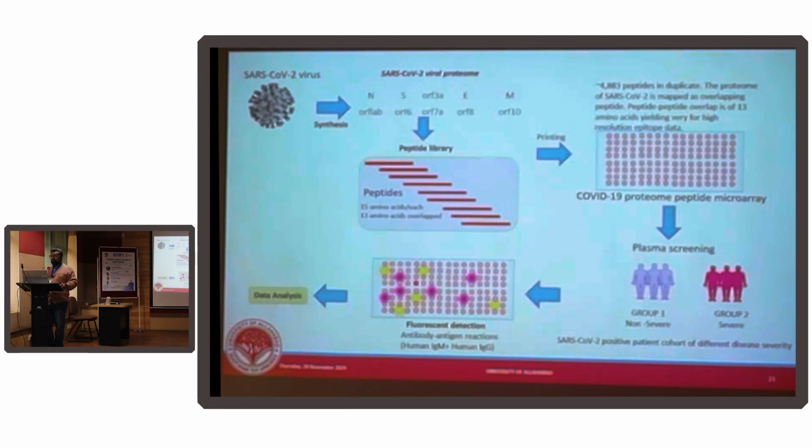And all the peptides right from nucleoprotein, spike protein, ORF3a, envelope, membrane, ORF1ab, ORF6, 7a, 8, 10, all these were printed onto a glass slide, and that led to 4,883 spots multiplied by 2, because all these spots were in duplicate. So this number of peptides were printed onto one glass slide. Of course, it came at a cost. It costs us around 65,000 rupees for one slide.